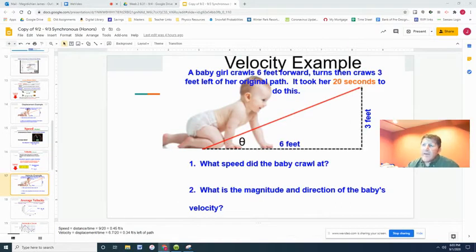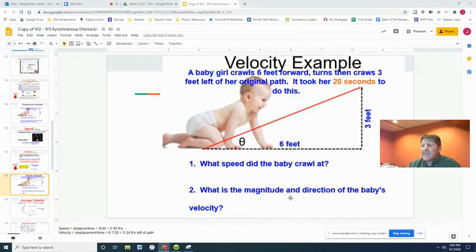Okay, so then we're going to talk about a speed and velocity example. So this baby now, from the other example, is crawling along. It goes 6 feet this way and then 3 feet this way. So what speed did the baby crawl? For speed, we're going to look at distance. The distance it traveled is 6 feet and then 3 feet, so a total of 9 feet, divided by the time it took, which was 20 seconds. So to get the speed, I'm just going to do the total distance, 9 feet, divided by 20 seconds. And if I do that, I come out with 0.45 feet per second.